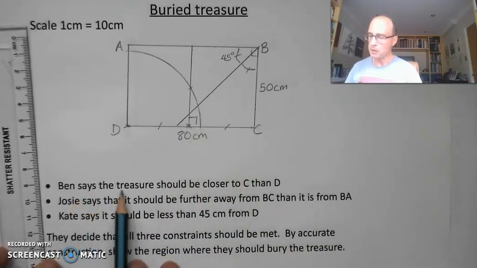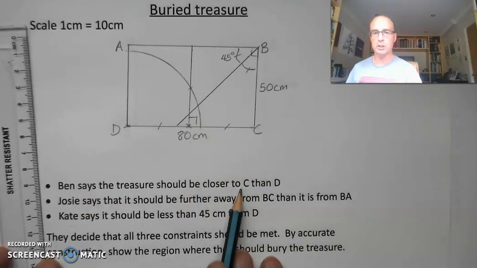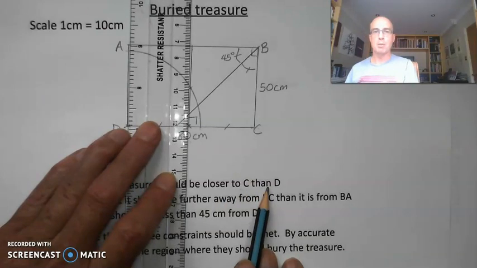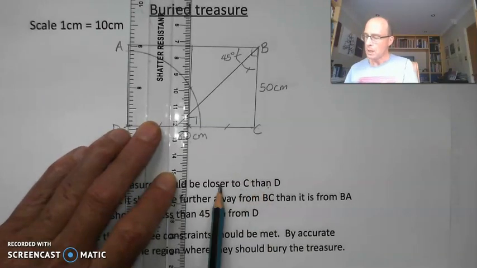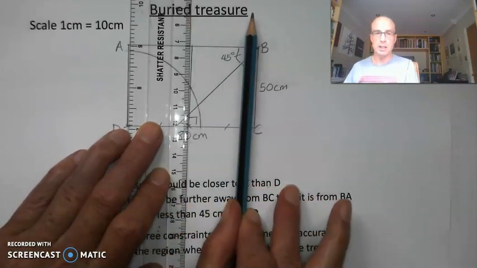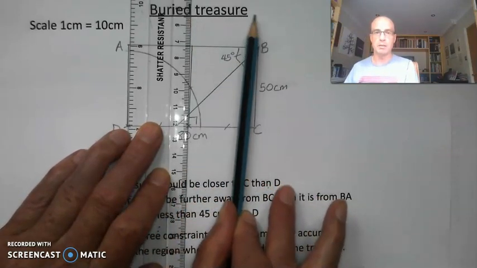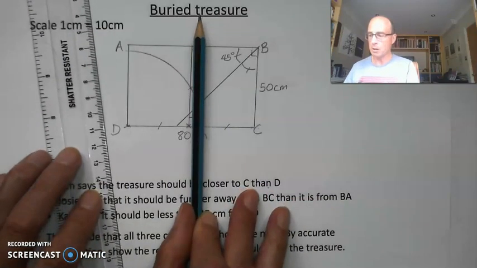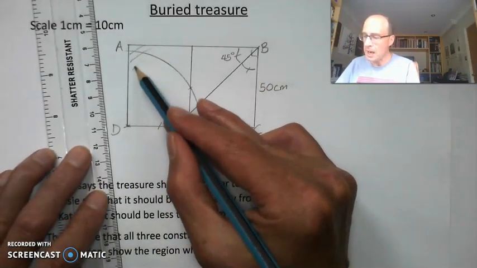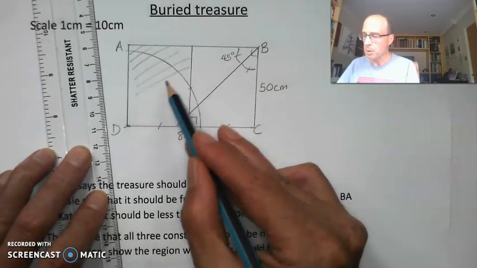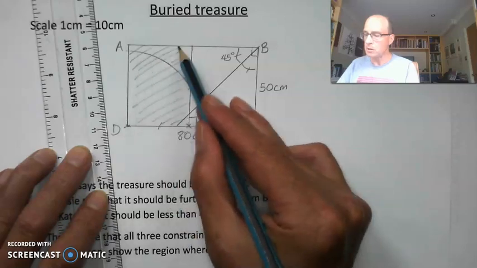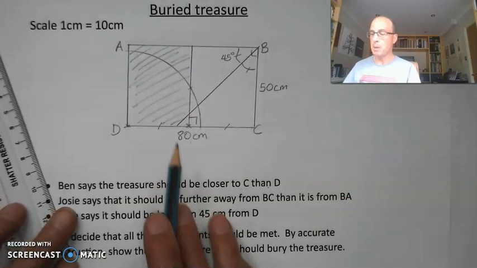So first of all, Ben says the treasure should be closer to C than it is to D. So we drew that perpendicular bisector. He wants it to be closer to C than D. So he's interested in anything in this bit over here. So what I'm going to do is shade the bits that he doesn't want. So anything to the left of that perpendicular bisector. So that stuff there doesn't meet Ben's condition.